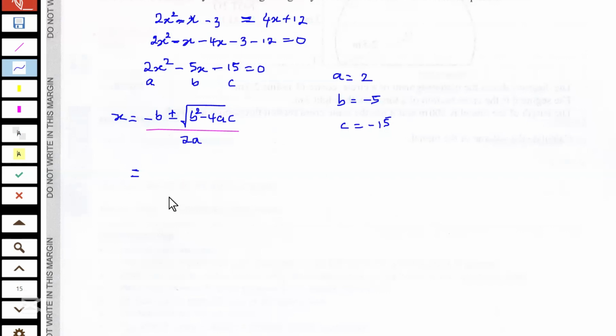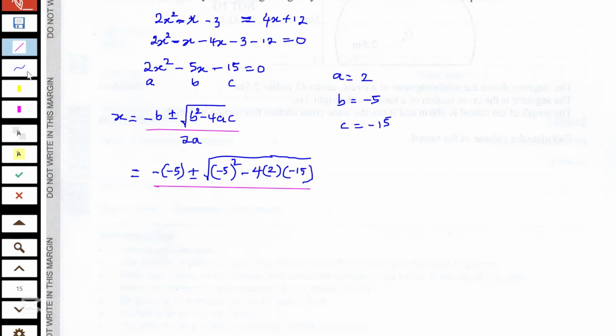Negative b means negative bracket, negative 5, plus or minus the square root of b squared, which is negative 5 squared, minus 4 times a, which is 2, times c, which is negative 15. Now we divide everything over 2a. 2a means 2 times 2.